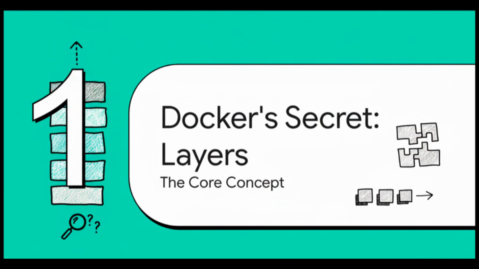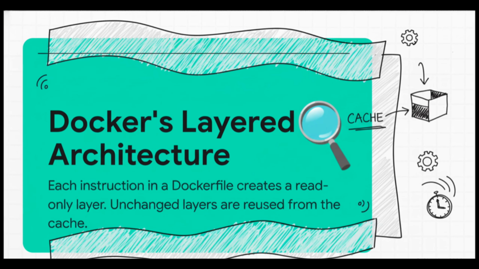All right, to fix any of this, you have to get one thing straight, and that is layers. Understanding this one core concept is absolutely essential, because pretty much everything about Docker optimization comes back to this one idea. Think of it like this. Every single line in your Dockerfile, your FROM, your RUN, your COPY, it creates a layer, kind of like a transparent sheet of plastic. Docker then stacks all these sheets on top of each other to create your final image.